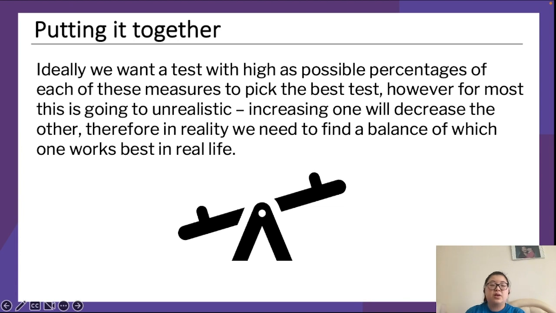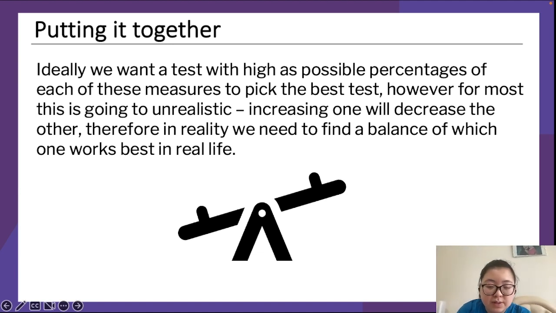So if we want to put this all together, what we want to do is seesaw this, because as we increase specificity, the sensitivity will decrease, right? Because we're getting a higher amount of true positives in the test, and the other one is trying to increase the amount of true negatives in the test, right?